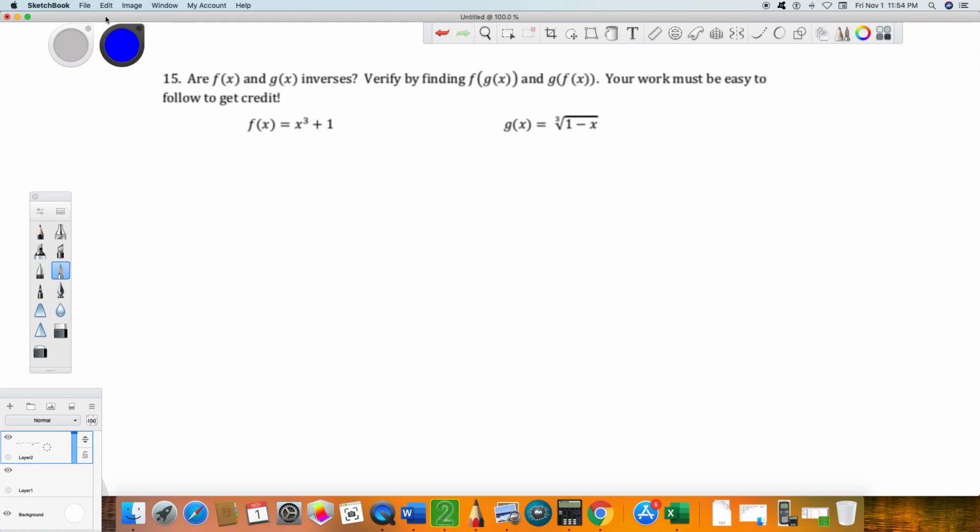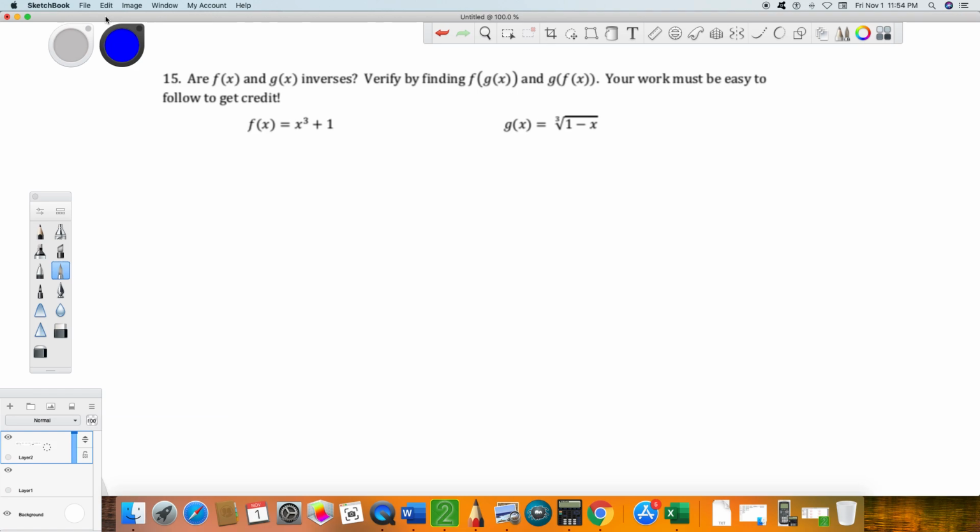Let's take a look here at number 15. It says, are f of x and g of x inverses? So we want to verify by finding the function composition of f composed with g and g composed with f. If both of those are equal to x, then we'll conclude, yes, these are inverse functions of each other. And if they're not equal to x, then we'll conclude, no, they're not.